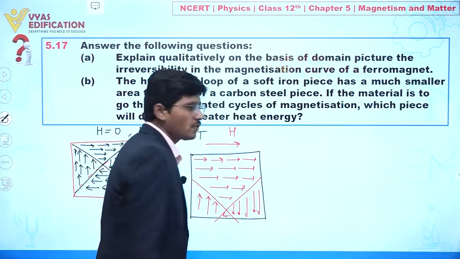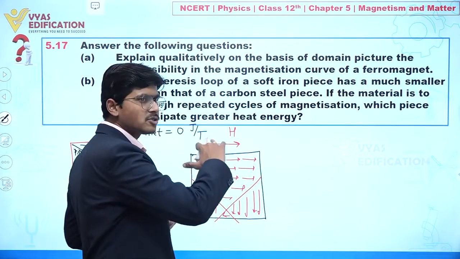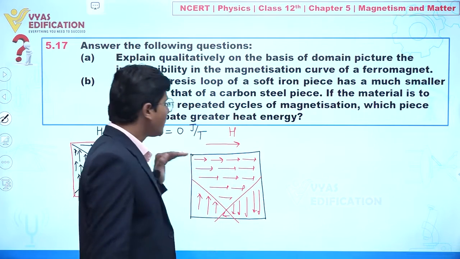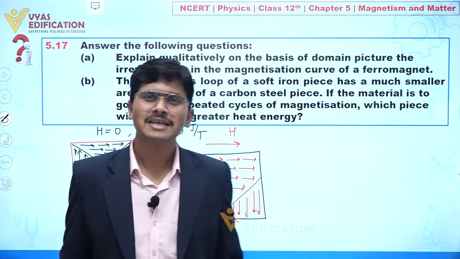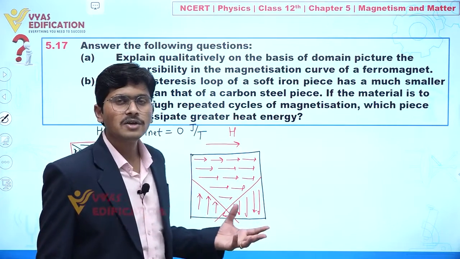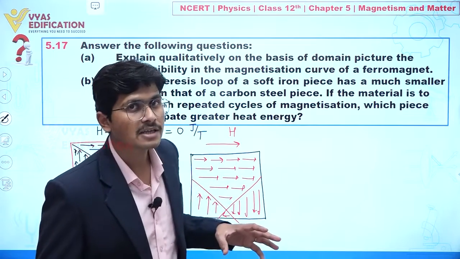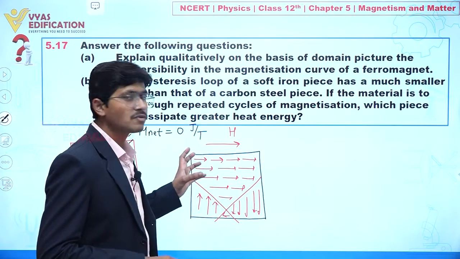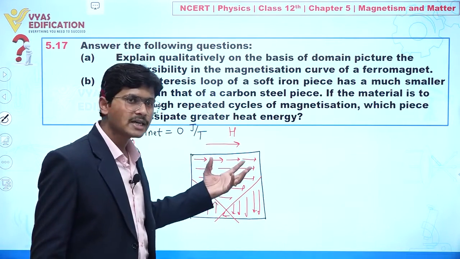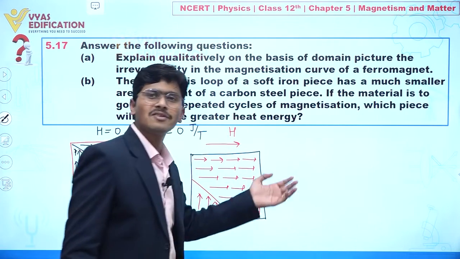So as we apply this magnetizing field, these domains try to align themselves in a particular direction, and after that this ferromagnet is magnetized. Clear to you? It means if we provide some external magnetizing field, we are utilizing some of its energy to align these dipoles in a particular direction.